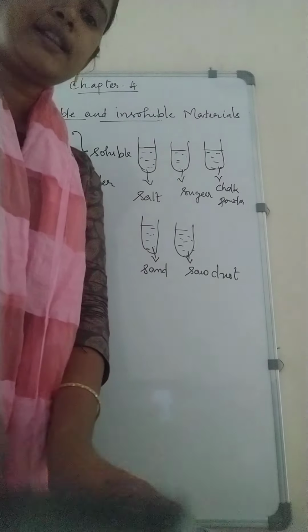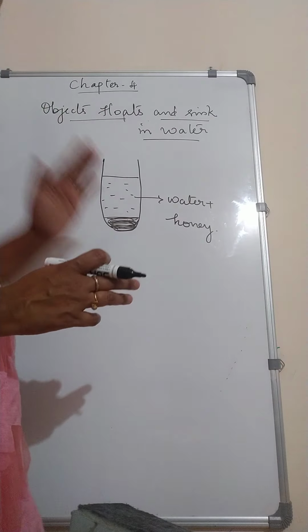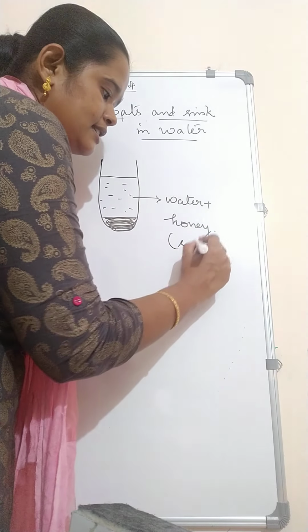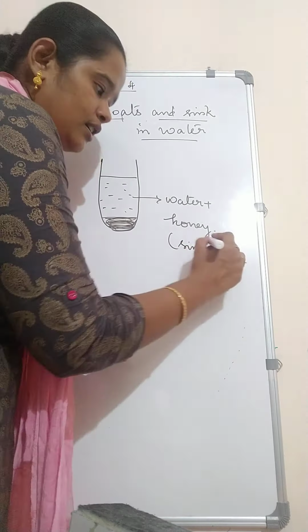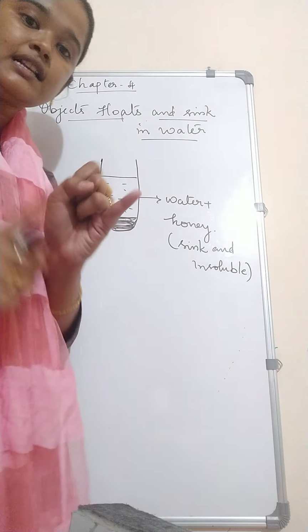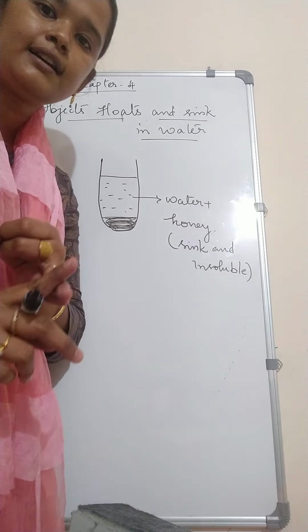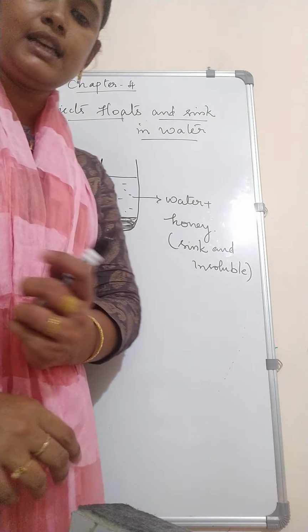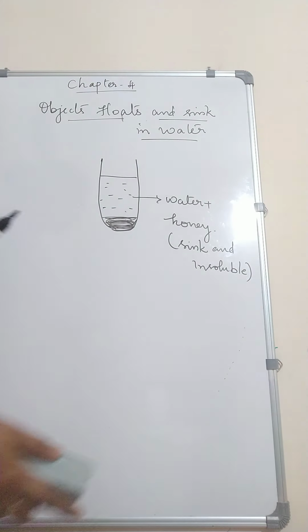That means honey sinks in the water and also it is insoluble. Only an insoluble substance can sink or float in the water. Did you understand, students? Next our topic is transparency.